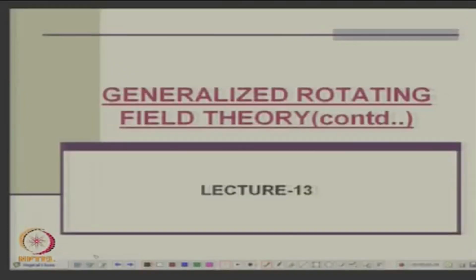Okay, today we will continue our discussions on the generalized rotating field theory, which is considered a very powerful tool for steady state analysis of induction motors with any type of asymmetry in the stator. This is because for any particular case you require a particular tool, is it not? Just like for any disease you require a particular medicine, right.